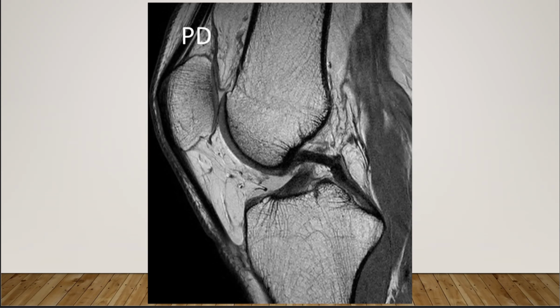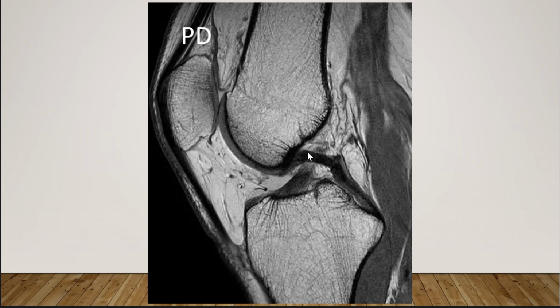This is another short case presentation. As we see here in the sagittal view of the knee joint, and the sequence is proton density. Is this MRI view normal or abnormal? Look at it and tell me if it is normal or abnormal. As we see here, this is a normal knee MRI.